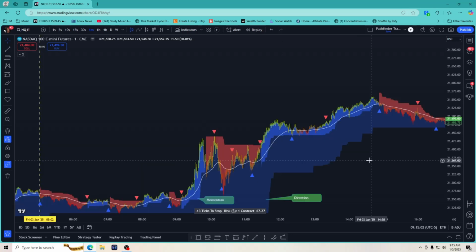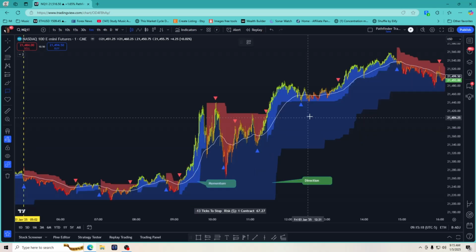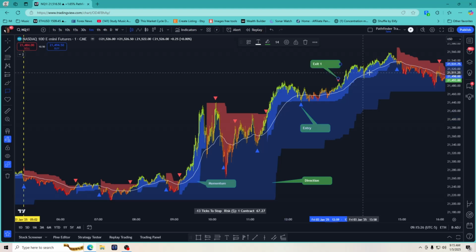Very important to allow this to do, because these big moves in the market are what build your equity in your account, which we will cover in the account management portion of the education. But these are the basics. So we have direction, momentum, we have entry, and finally we have exit 1, and we have exit 2 right here. And those are the main components of Pathfinder 2.